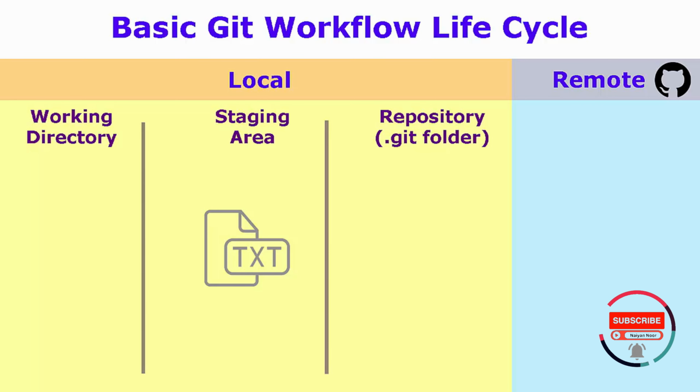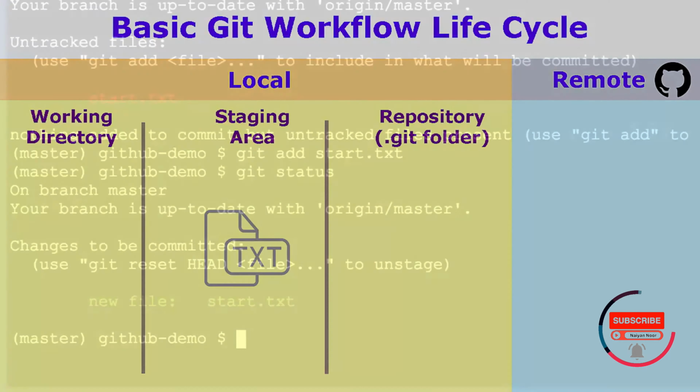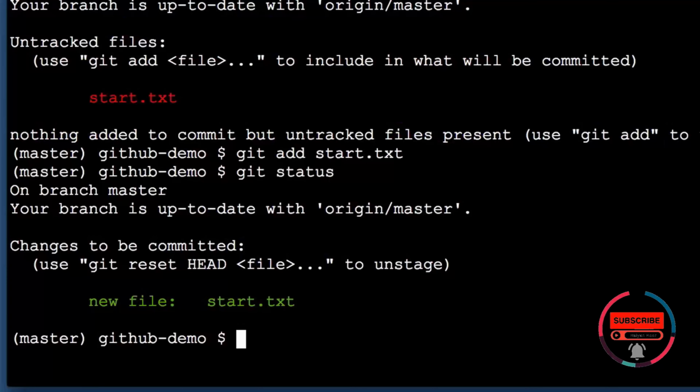The staging area is designed to allow you to build up several related changes so they can be committed as a single atomic unit. Now, let's move forward by committing the new file into the repository. Git space commit space -m space and in double quotes a commit message, adding start text file.